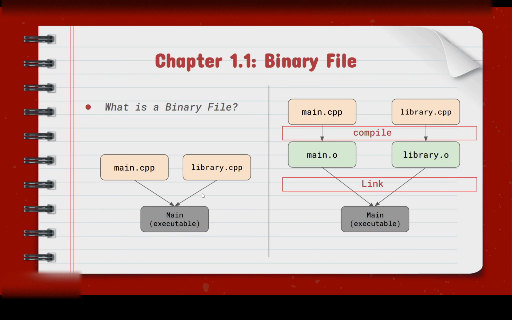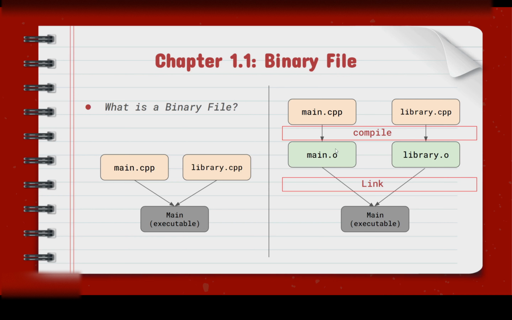But let's review what happens in between. When you have your code in different modules, what happens is the compiler will convert each of the C or C++ modules into object files. An object file is a binary file, but it is not executable. It means that you cannot run it on your system.